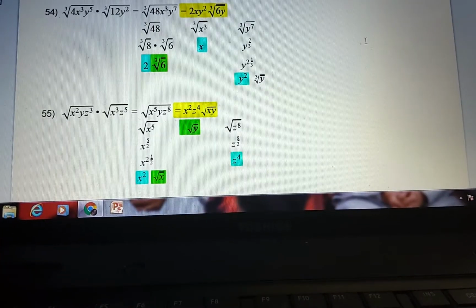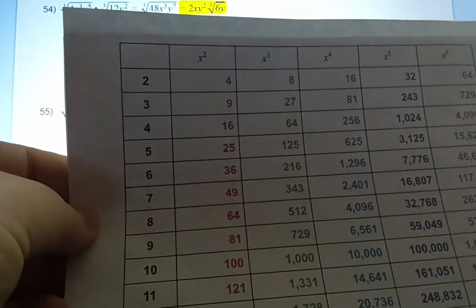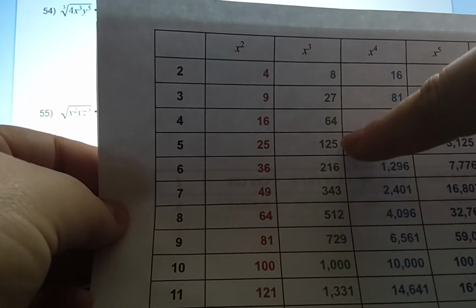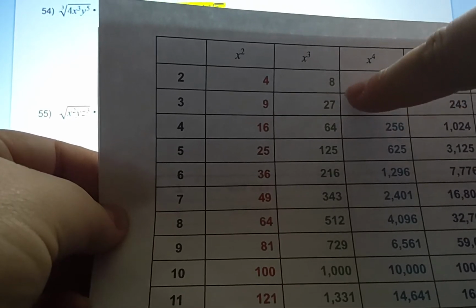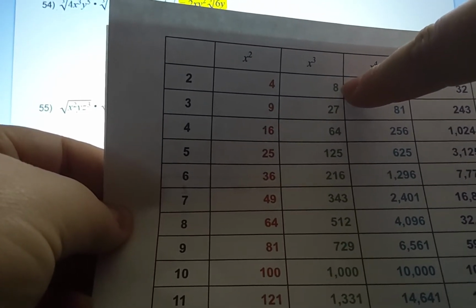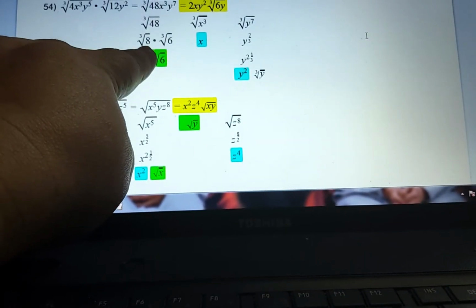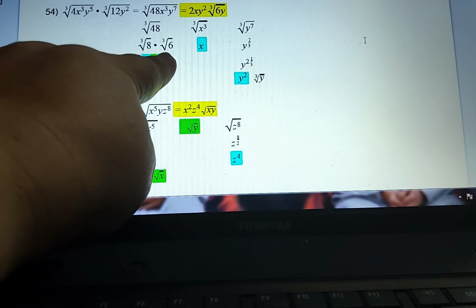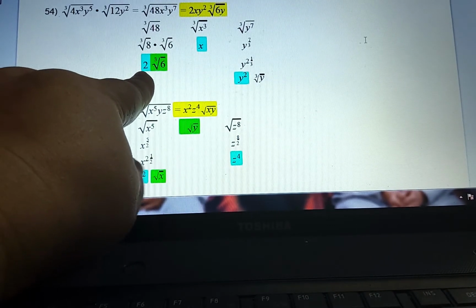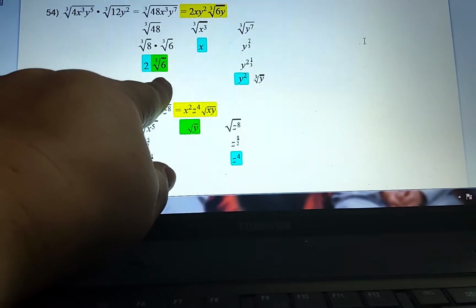Okay, my 3rd root of 48. I go to my 3rd root column. I do not see 48 on here. However, I can divide 48 by 8. So I'm going to break it down into its factors: the 3rd root of 8 that I got from the list times the 3rd root of 6. My 3rd root of 8 becomes 2 because it's on my list. My 3rd root of 6 stays.